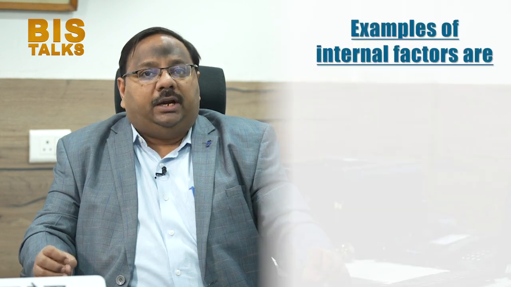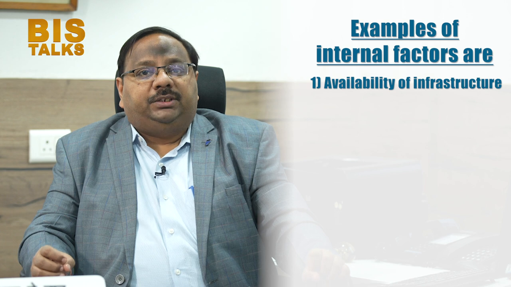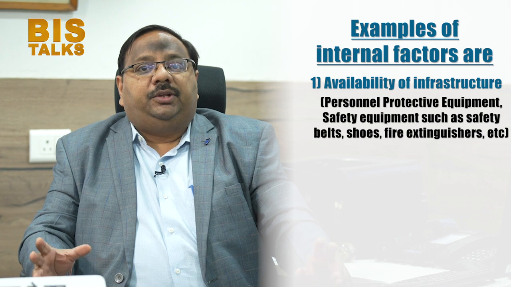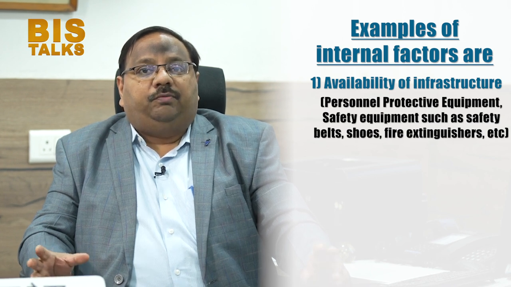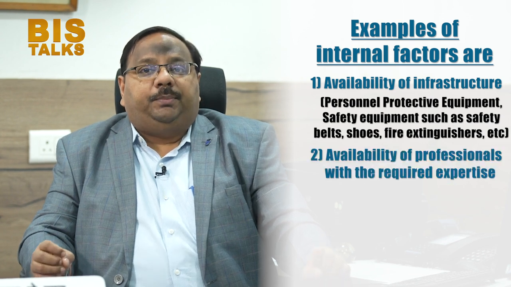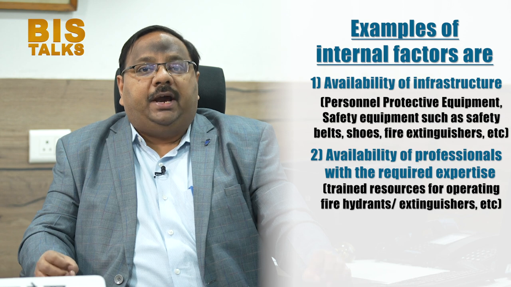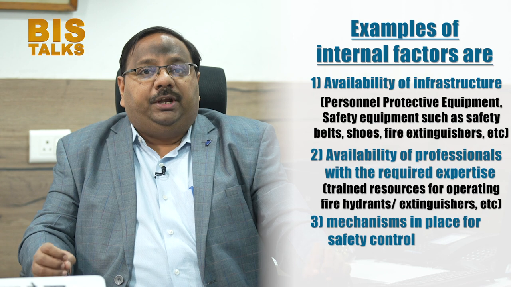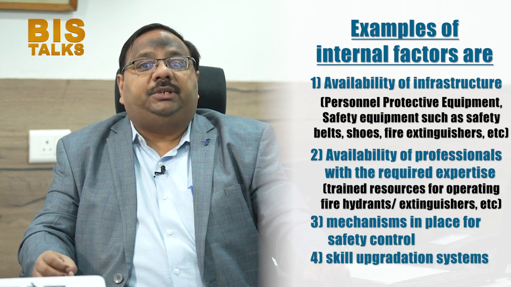These factors will obviously vary from organization to organization, but for the sake of understanding, we can name a few common ones. Examples of internal factors are availability of infrastructure, personal protective equipment such as safety equipment, safety belts, shoes, fire extinguishers, etc. The availability of professionals with the required expertise, trained resources for operating fire hydrants, extinguishers, etc. Mechanisms in place for safety control, skill upgradation systems, etc.